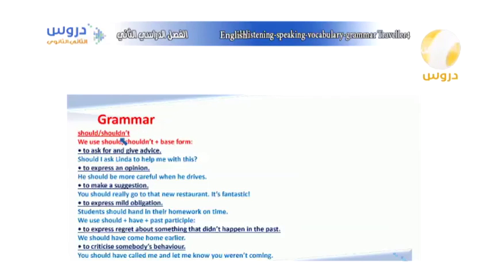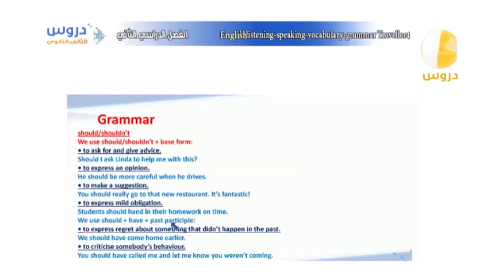So now again we use should and should not, as I said before, to ask for advice or give advice. Should I take Linda to help me with this? To express an opinion. He should be more careful. You should drive more carefully. To make a suggestion. So you should do this. You should do that. You should go home. You should study hard. To express some kind of obligation. Students should hand in their homework, and that's what your teachers say to you.